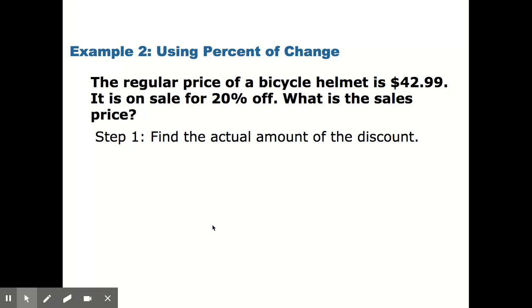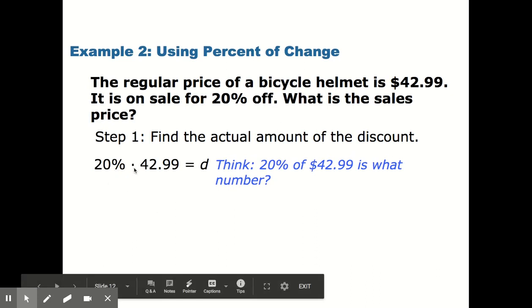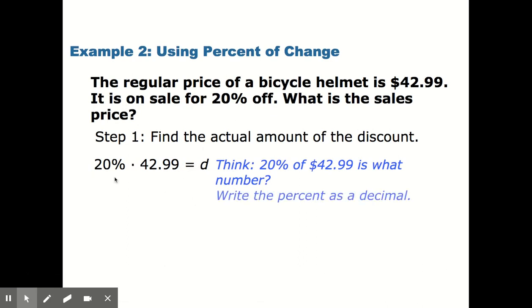Okay, so step 1, we want to find the actual amount of the discount. So think about it. 20% of $42.99 is what number? Well, we could take the percent and multiply it by $42.99 to get the discount. We just want to write the percent as a decimal though, so it would be 0.20 as opposed to 20%.